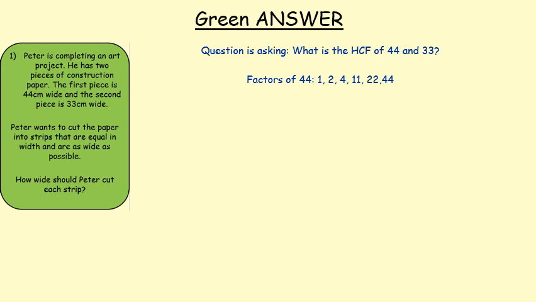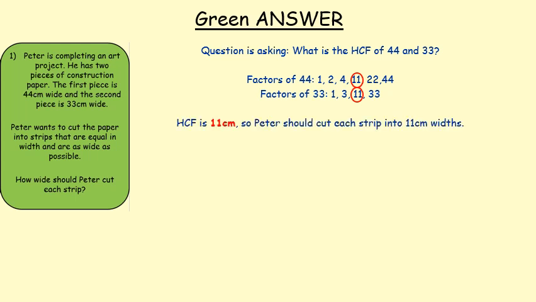Okay, so first of all, we're going to find factors of 44 and factors of 33. We might list those out in pairs. I've just written them out in a list here. We can see 11 is the number that's highest that appears in both lists. So we can conclude that 11 is the highest common factor and Peter should cut those bits of paper into strips of 11 centimetres.